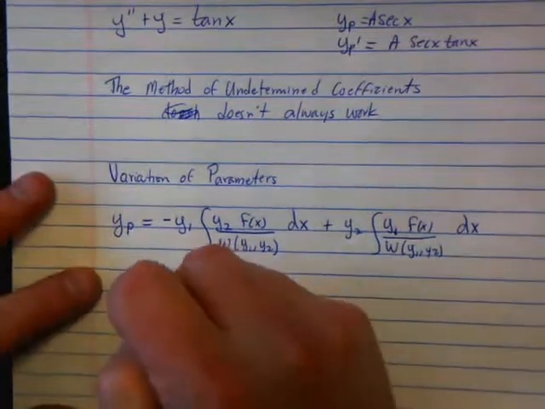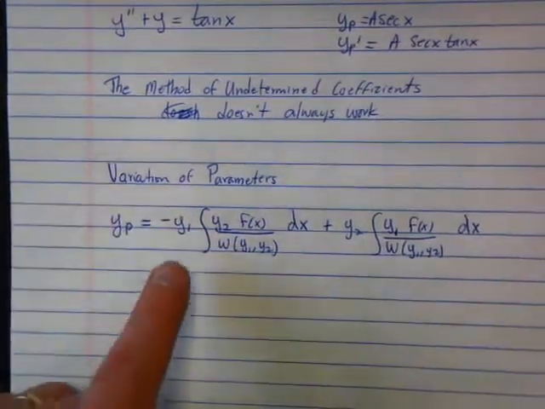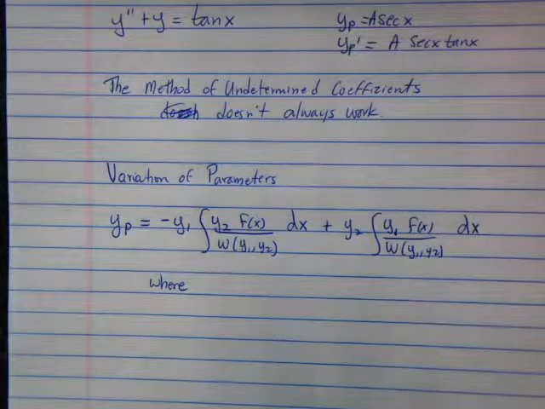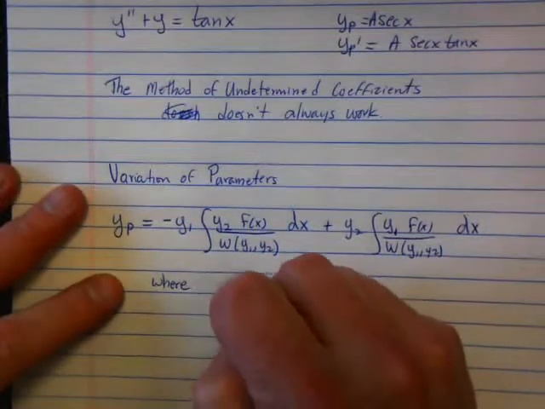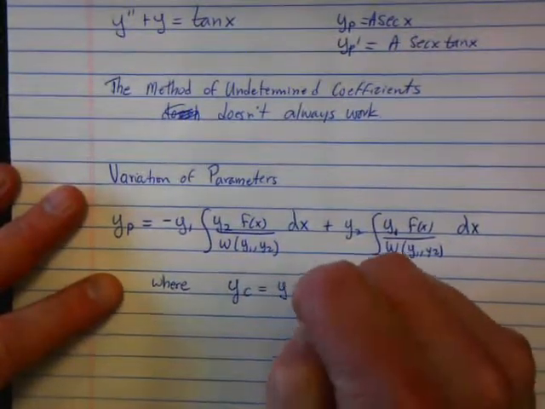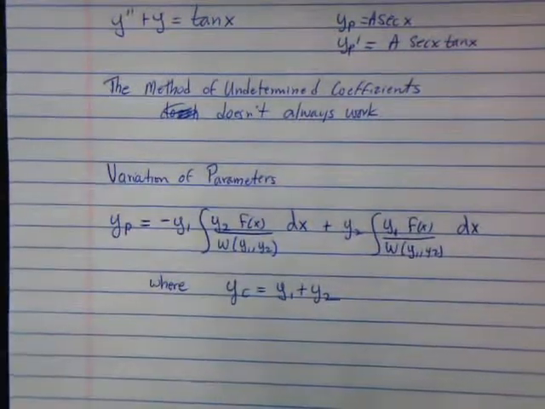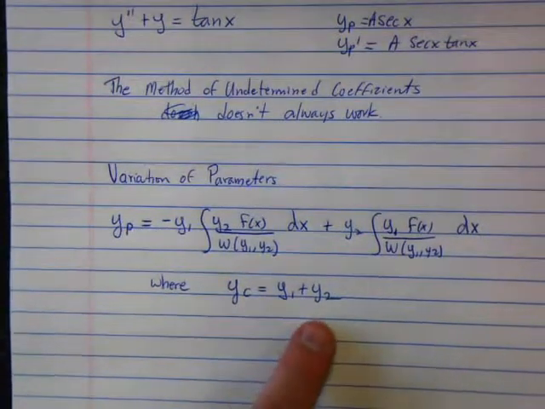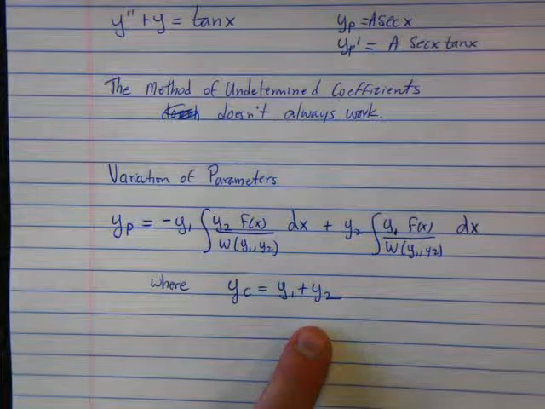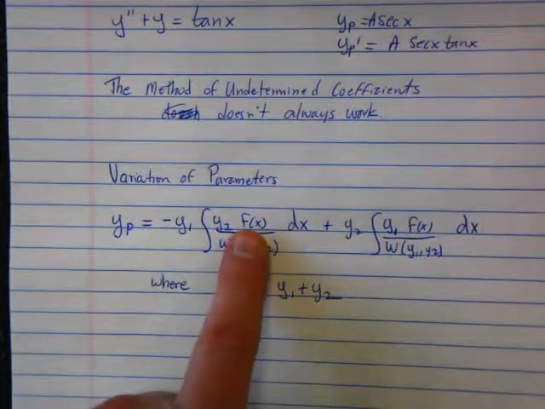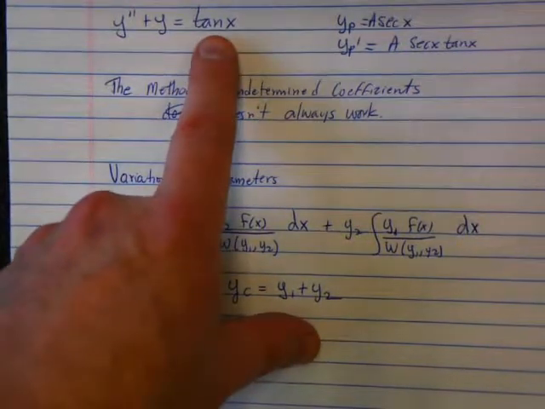What are this y1 and this y2 that I wrote down? Not particular solutions. They're the C solutions, which come from your characteristic polynomial, where y sub c is y1 plus y2. So y1 and y2 are the solutions from your characteristic polynomial. And what's this f of x? Well, for this example up here, f of x would be tangent. It would be this function over here.